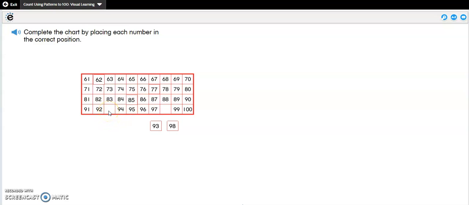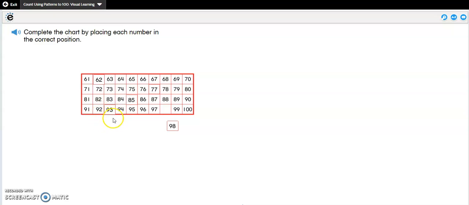Let's check this space. Before it comes 92 and after it comes 94. They both have 9 in the tens place. But both these numbers have 9 in the tens place also. So let's look at the ones. This has 2 ones and this has 4 ones. Would 3 come after 2 or would 8 come after 2? That's right, 3 comes after 2.